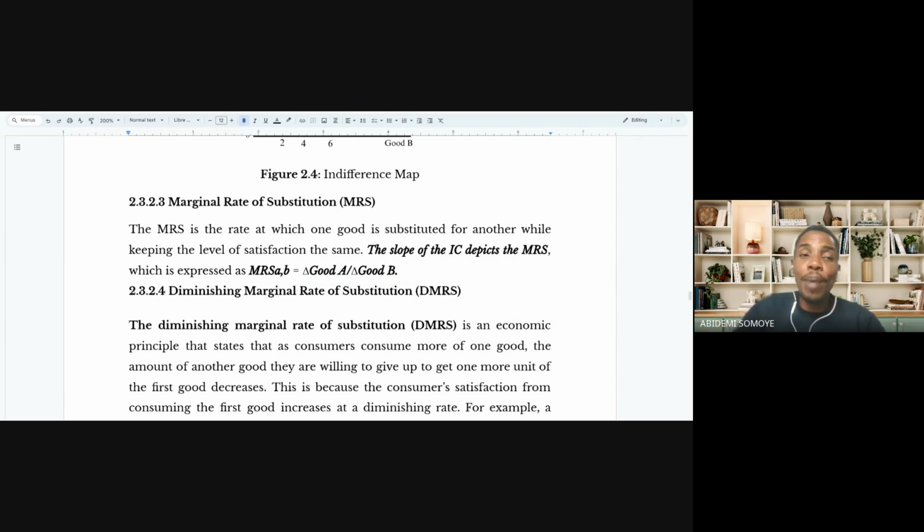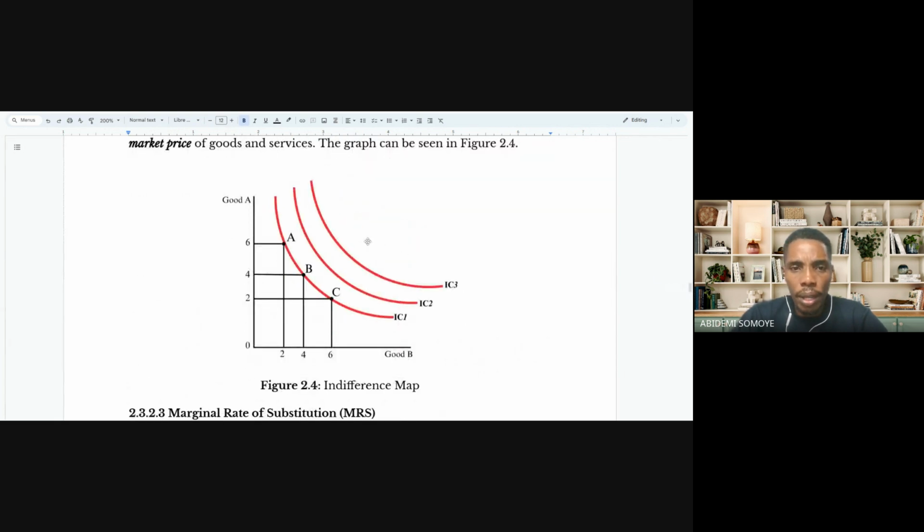So if I'm going to buy more iPhones, then I might have to give up one unit of Samsung, or 2 units of Techno. When we talk about trade-off, for you to have more of one, you have to give up a unit or more of another. So the marginal rate of substitution examines how one good is substituted for another, and this slope right here measures, or depicts, the marginal rate of substitution.